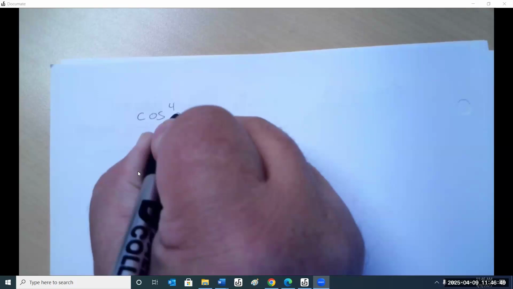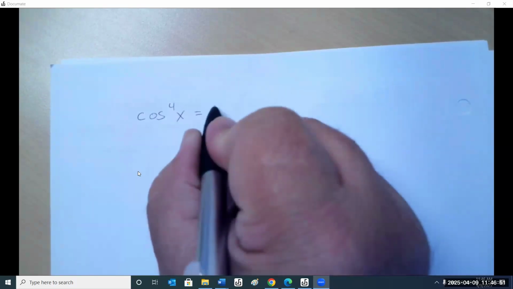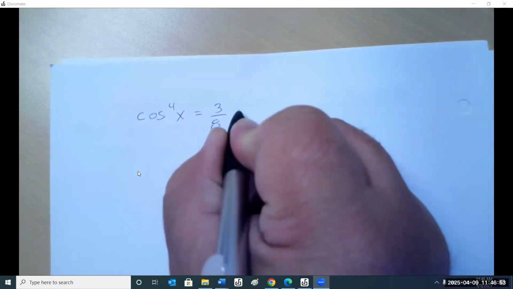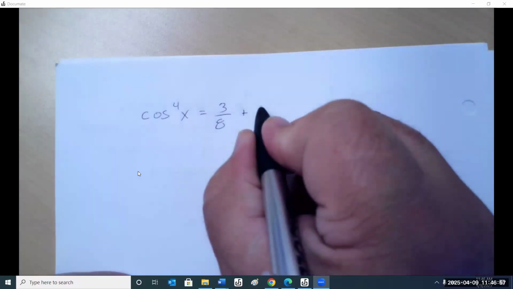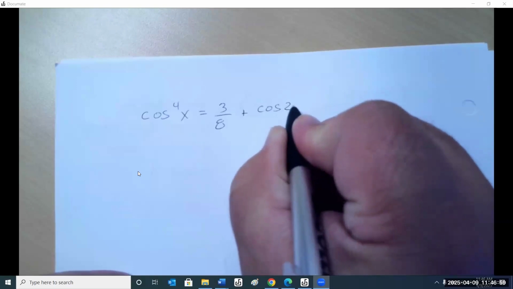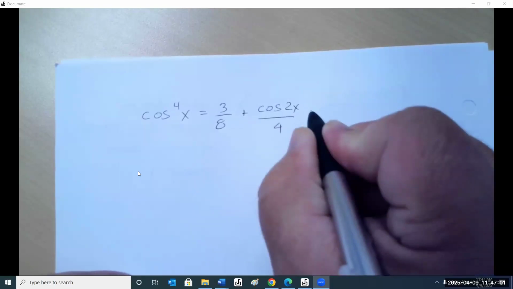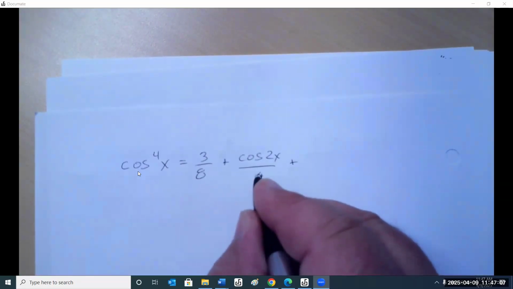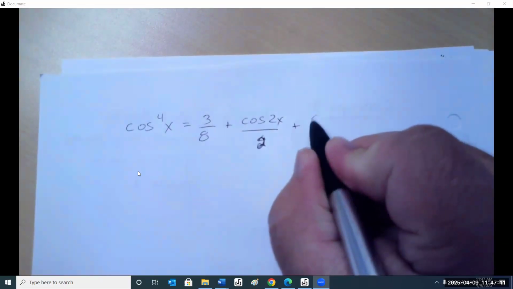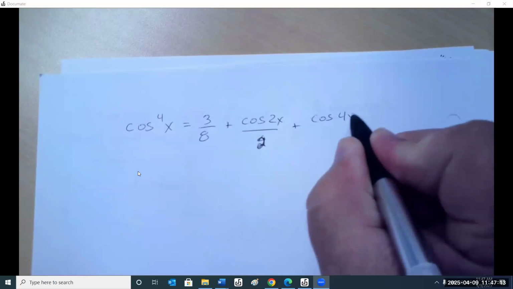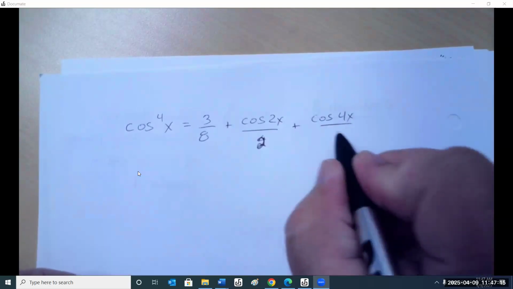What was our original? Cosine^4 x is equal to 3/8 plus cosine 2x over 2. That's over 2. Plus cosine 4x over 8.